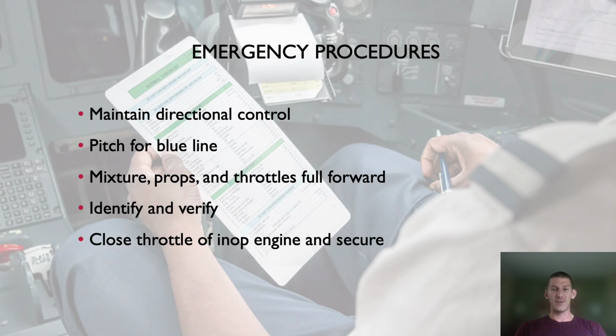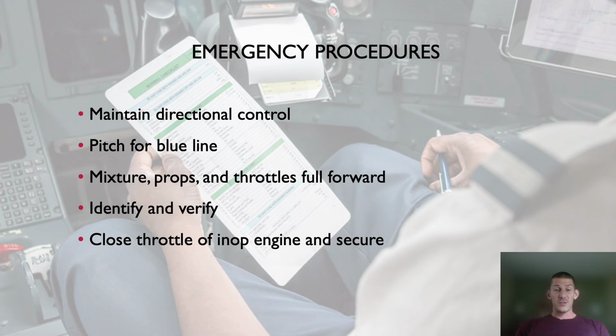Then we're going to identify and verify. We're going to identify which engine failed by our dead foot. Whatever rudder you need to push on, the foot that is not doing any work or doing very minimal work is typically the engine that has failed. And you're going to verify that by pulling back the throttle of whichever foot is dead. So if your left foot isn't doing any work, you're going to pull back on the left throttle and verify that that is indeed the engine that failed.